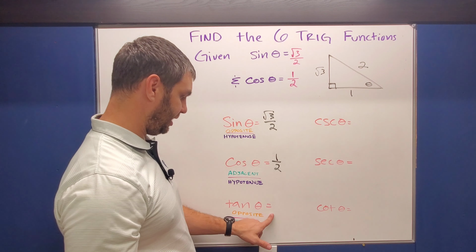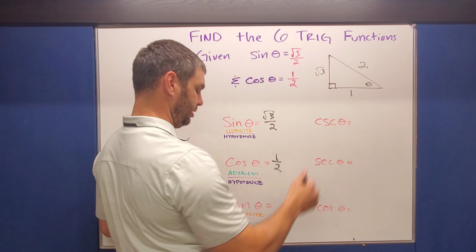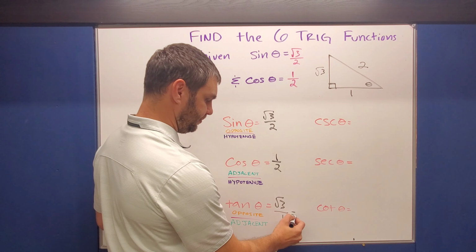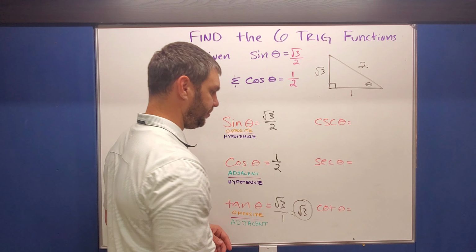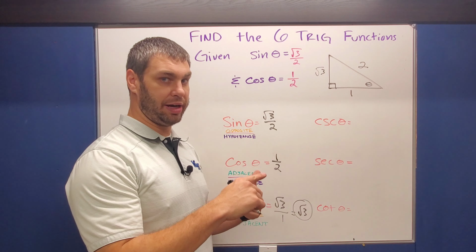Maybe the first one I'll do is tangent. Tangent should be the square root of 3 over 1, right? Opposite over adjacent. Square root of 3 over 1 is just going to be the square root of 3. So you can simplify it there. Okay, and then the other ones, remember, we can just flip our fractions and simplify if possible.